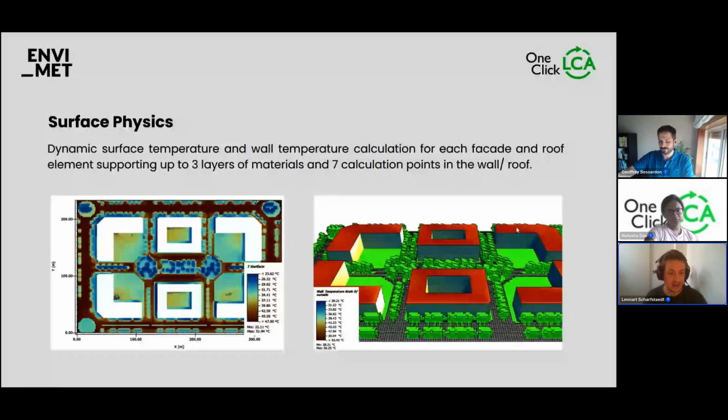So this is one part of analysis that you can do with ENVI-met. Surface physics: we can simulate dynamic surface temperatures and wall temperatures in ENVI-met. We have quite a detailed approach in modeling soils, so they go up to 4.5 meters deep into the ground. And also our wall model is quite detailed and consists of up to 3 layers of materials. And then we also calculate the energy interaction between the different layers of a wall. So we try to be as detailed as possible with our simulations.